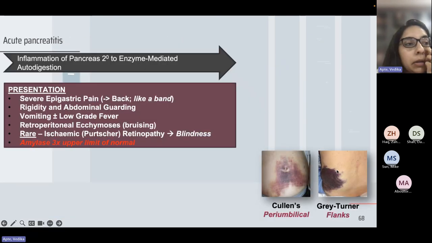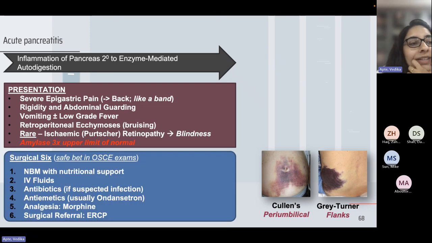Okay, so acute pancreatitis. This is essentially the inflammation of the pancreas secondary to enzyme-mediated autodigestion. It typically presents with severe epigastric pain that spreads to the back, so it's kind of like a band. You'd see some rigidity on examination as well as abdominal guarding. The patient is likely to have vomiting as well as a low-grade fever. You may also see some bruising. So you can see the images on the bottom right corner, the Cullen sign and Grey Turner sign.